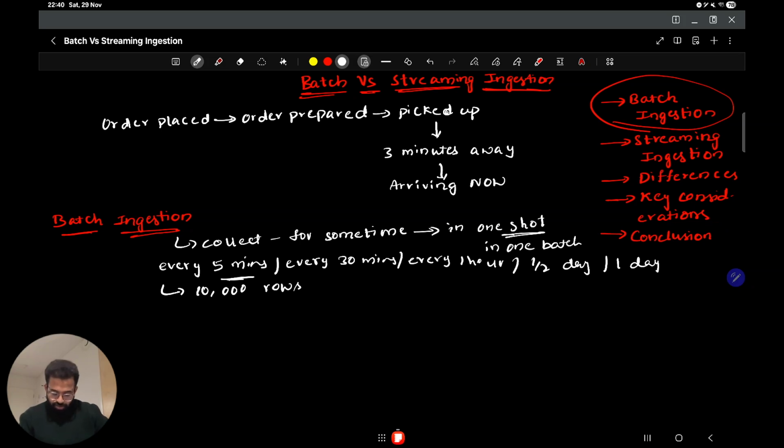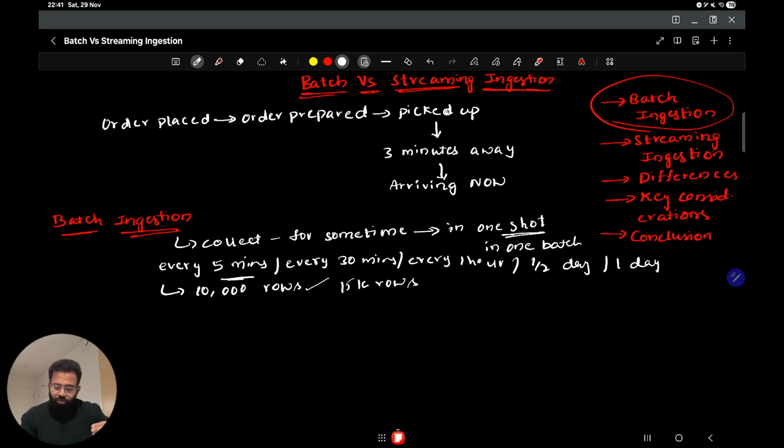So to say what batch ingestion really means is, it's basically when we collect data for some time and then process it together in one shot, or in a batch. Then that's called batch ingestion. And that batch could run every hour, every 5 minutes, or once in a day, or even when the data reaches a certain size, like 10,000 rows or 15,000 rows. That's called batch ingestion.